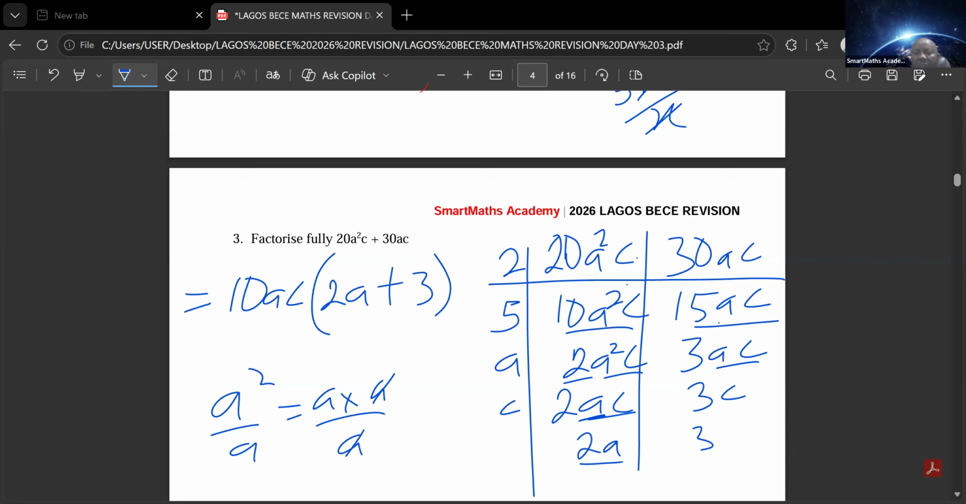So a divided by a is 1. We bring down the c. What is common again is c. C is here, c is here. You put c outside. Then c divided by c gives us 1. C divided by c is also 1. Okay, so we have 3 left. In that case, what we have left here is 2a, 3. 2 times 5 is 10, so 10ac.